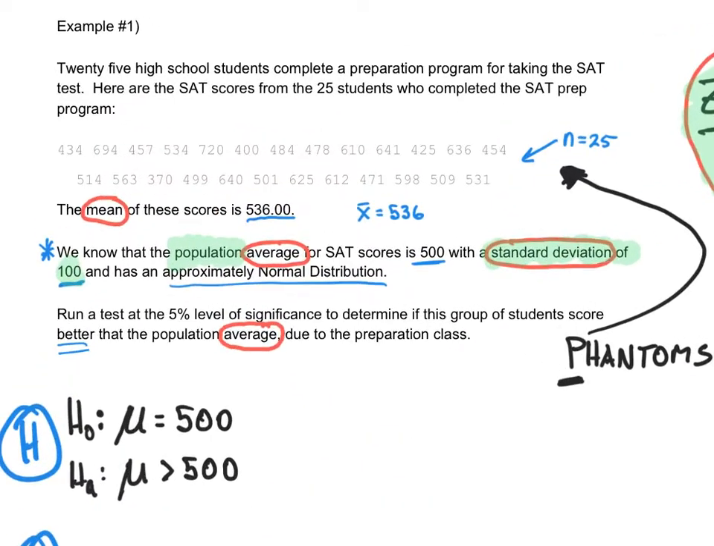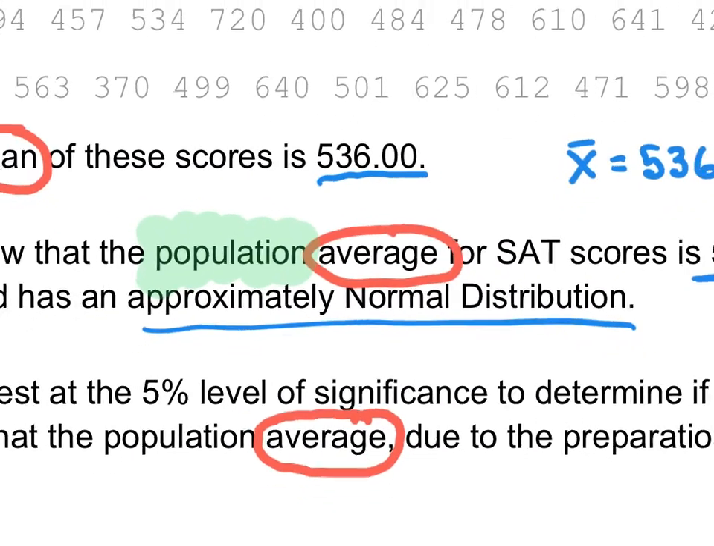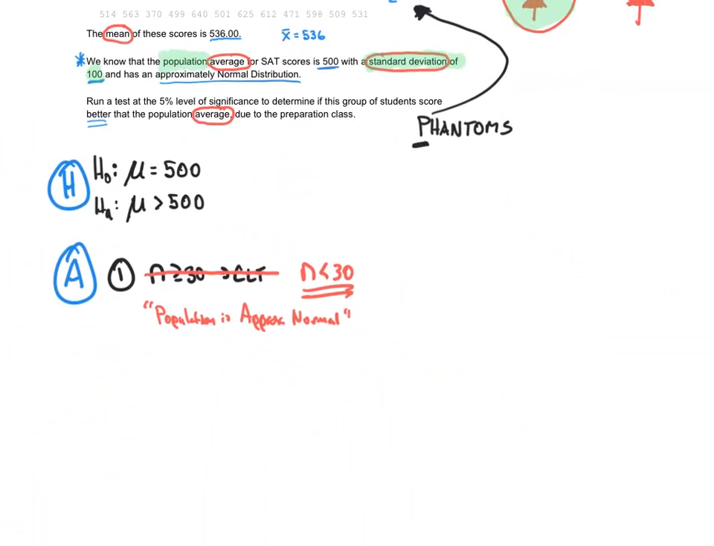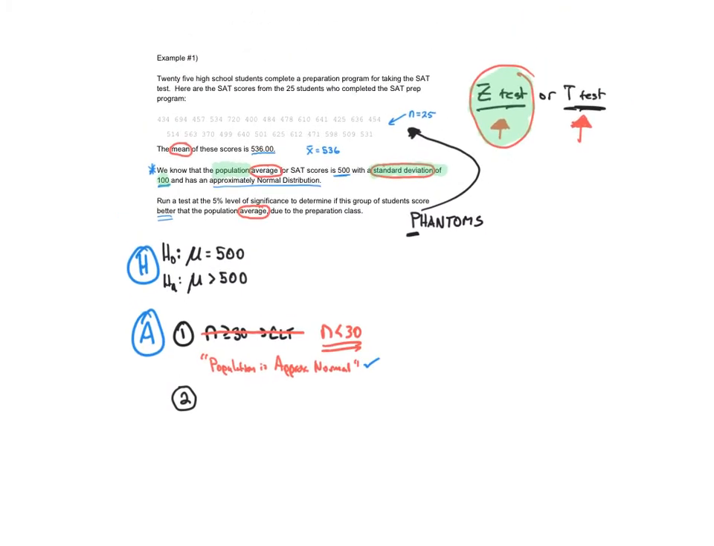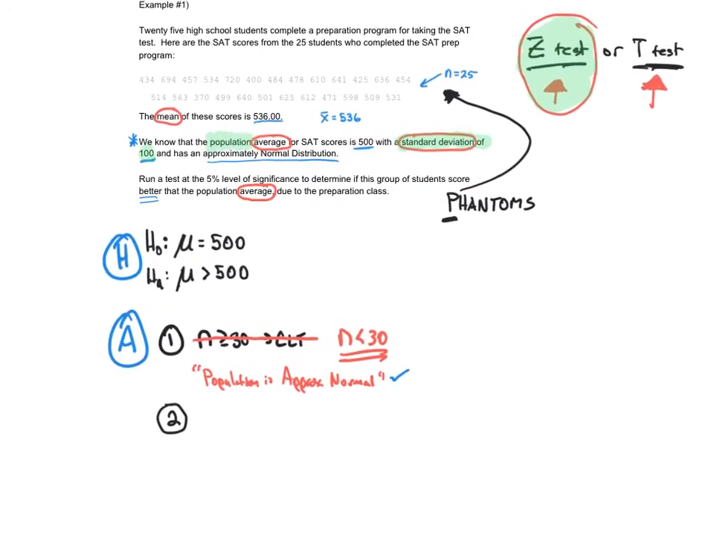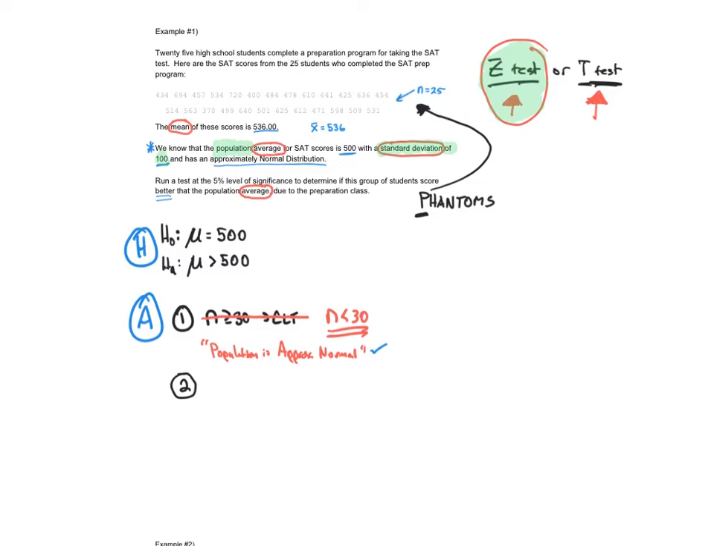It says it. Look right here. Approximately normal distribution. Perfect, right? So they have given us the right to use a normal curve for our test. Number two, we need to make sure that it is a random sample. You know what? They don't actually use the word random in here. So if they don't use the word random, you know what we're going to say? Assume random sample was used, right?